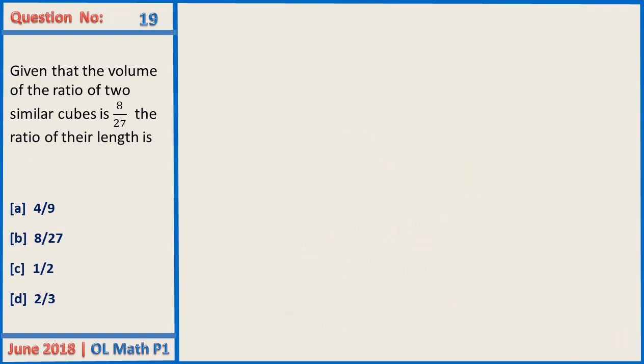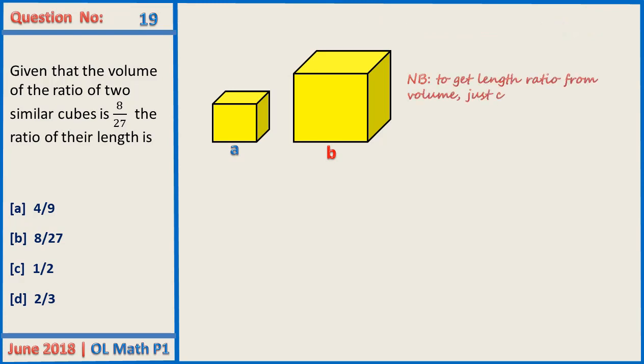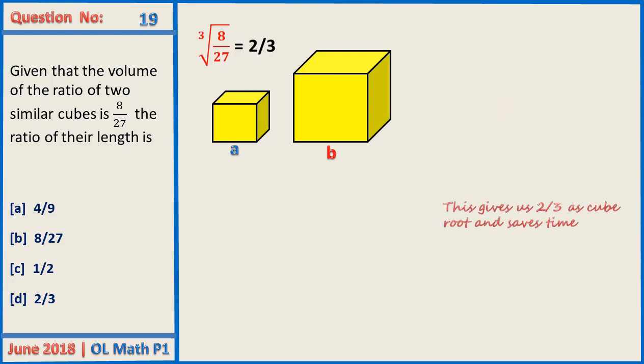Question 19. Given that the volume ratio of two similar cubes is 8/27, the ratio of their length is, recall that ratio can be written as a fraction. And note that the volume ratio is the cube of the side. So it's side times side times side is 2, side times side times side. So if the sides of these two cubes are A and B, then their length ratio can just be given as the cube root of the volume ratio. Just cube root both sides. And this gives us the cube root of 8/27 to be equal to 2/3.